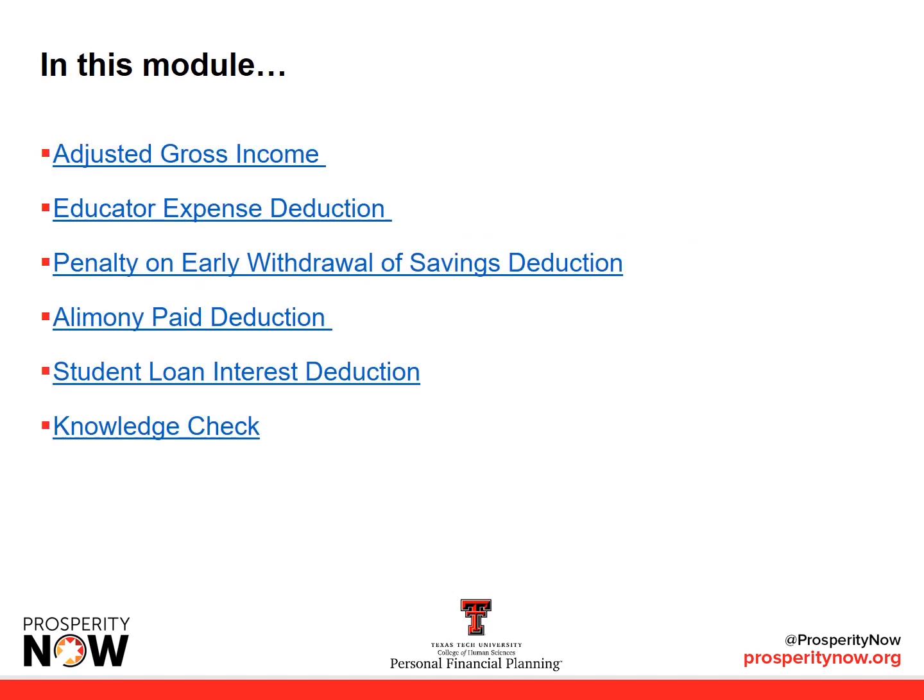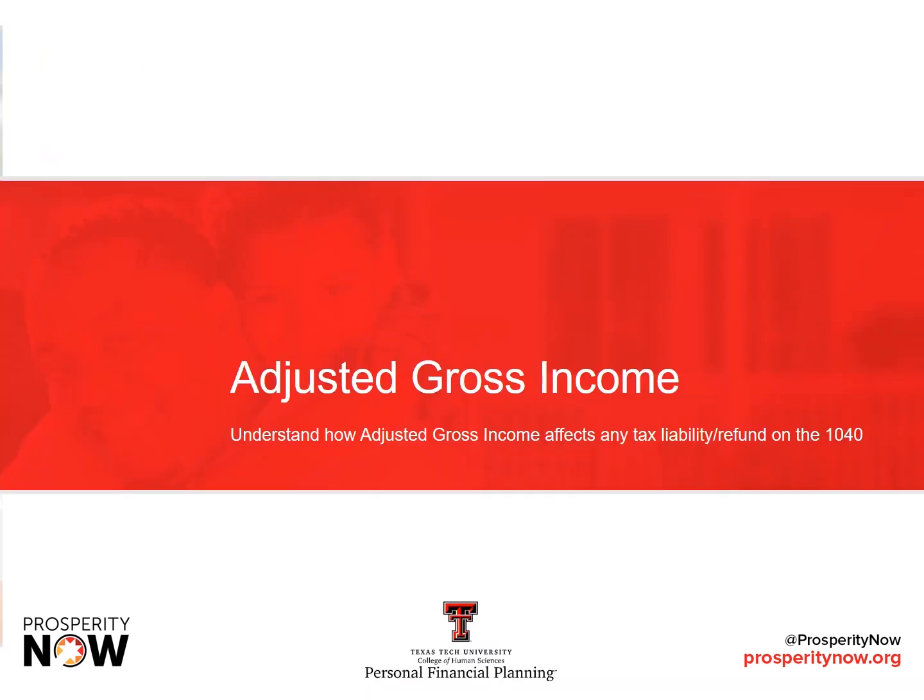So, in this module, we'll cover adjusted gross income, Educator expense deduction, penalty on early withdrawal of savings deduction, alimony paid deduction, student loan interest deduction, and finally, we'll end with a knowledge check. So, let us cover adjusted gross income.